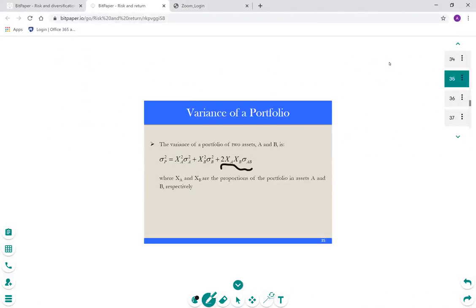And this term on the right is actually where most of the action is when we're talking about diversification. And we'll get to this in a second, but this covariance between A and B is going to be critical for determining whether there is a diversification effect and how big that effect is going to be.